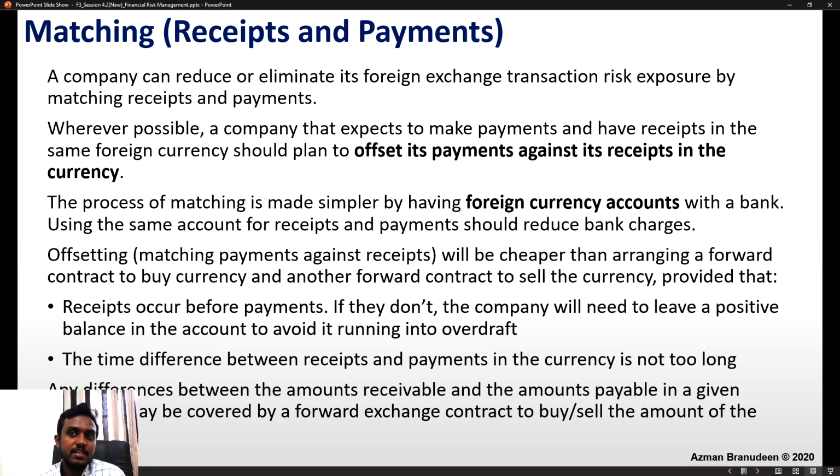Any differences between the amounts receivable and the amounts payable in a given currency may be covered by a different instrument or a settlement. A forward exchange contract can be used, etc. So, if you basically owe someone USD and you're supposed to get USD for the same amount, what you can simply do is ask your buyer to pay your supplier on behalf of you. Matching. There we go.